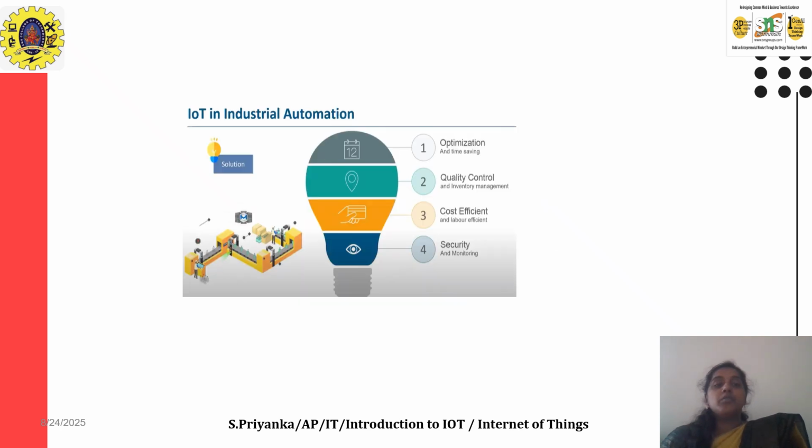Next, coming to IoT and industrial automation. In industrial automation, it mainly provides automation, quality control, cost efficiency, and security. All these things are provided by IoT for industrial automation: optimization and time saving, quality control, inventory management, then cost efficiency and labor, security and monitoring.